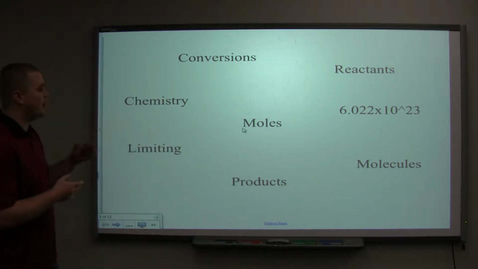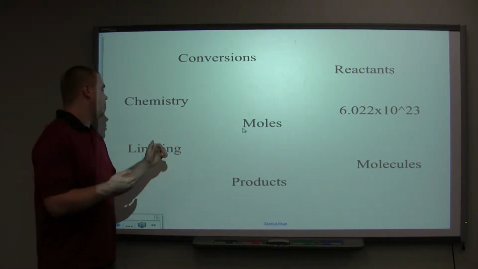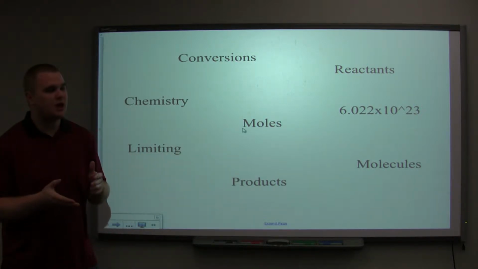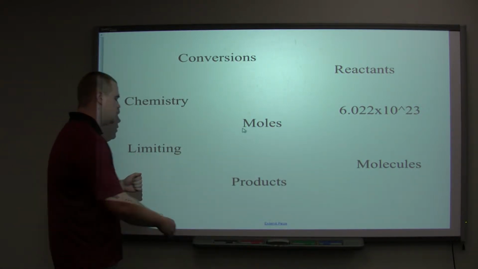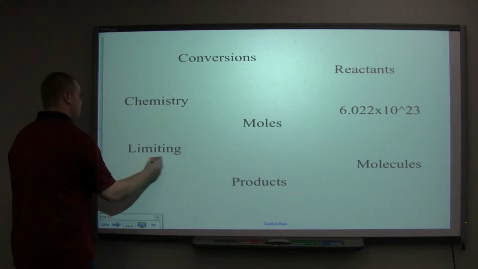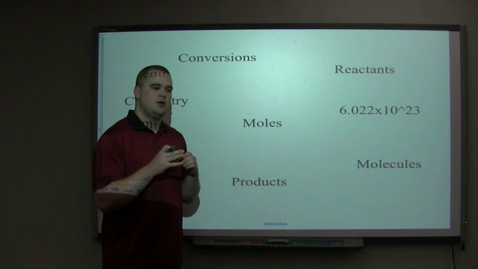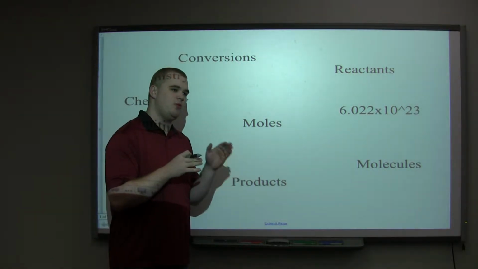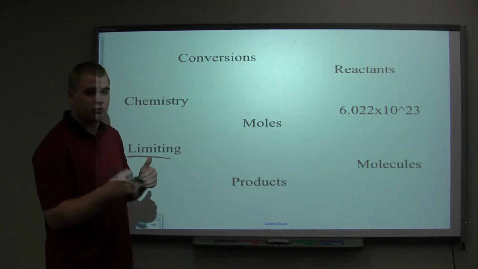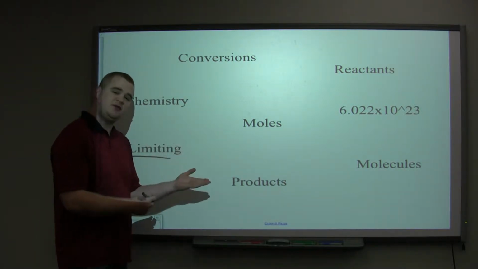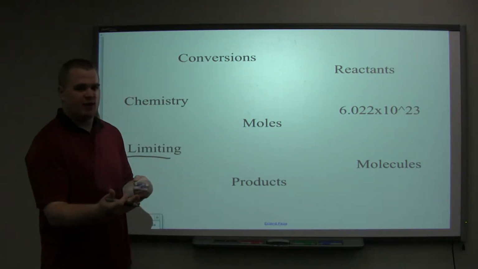Class, we're going to learn about conversions from atoms and grams to moles, and we're also going to learn about how you can limit a reaction by determining which moles there are of reactants, because if there's not enough to go over, you're going to have some left over and you won't make enough product.